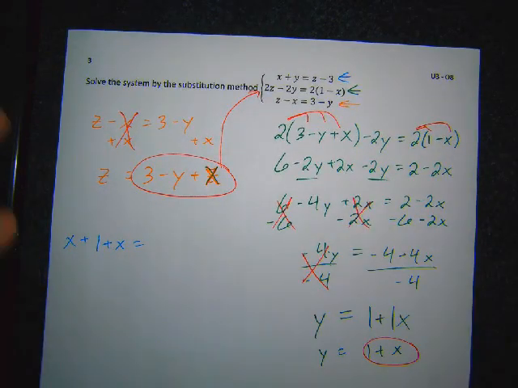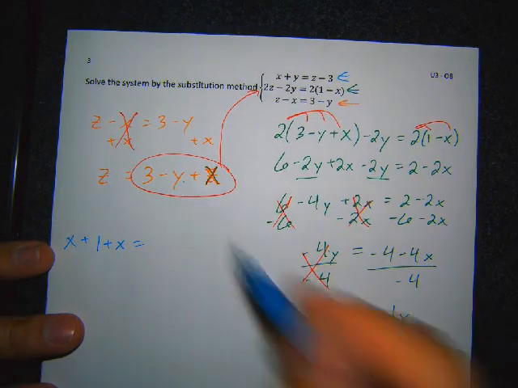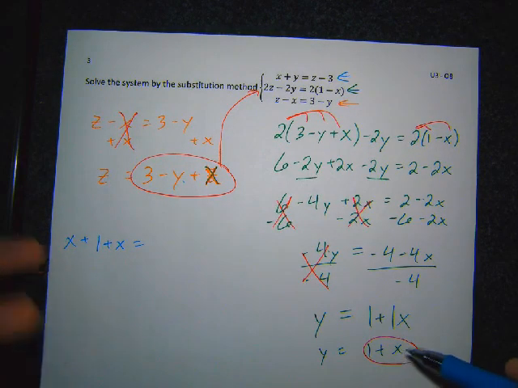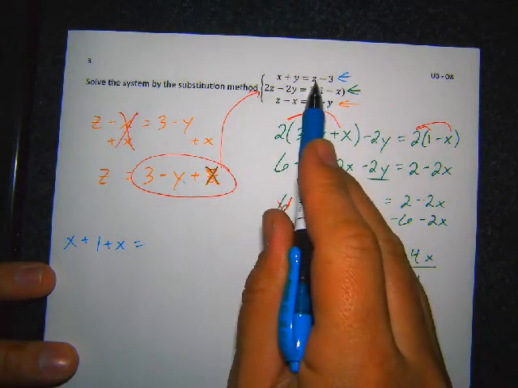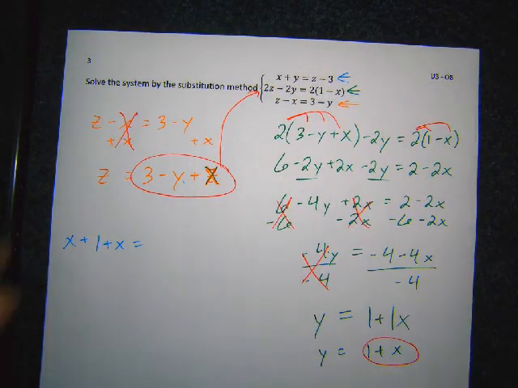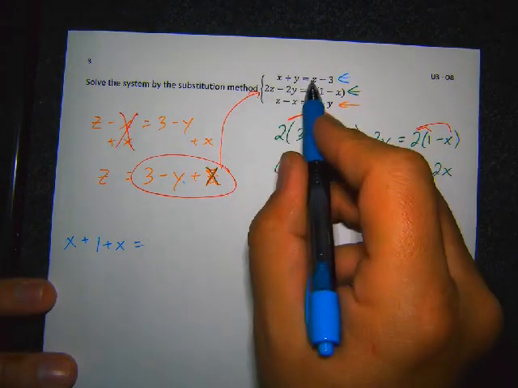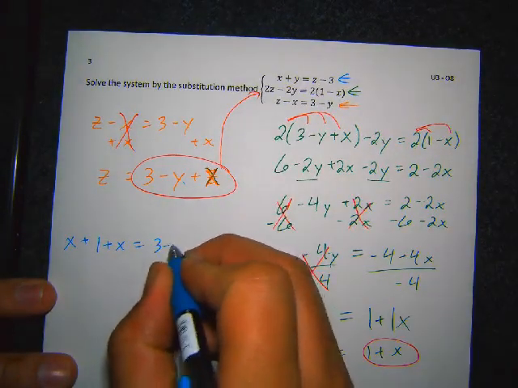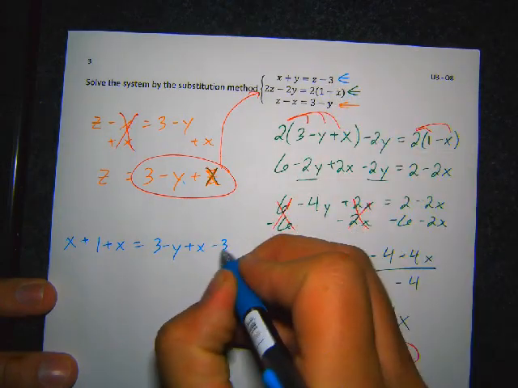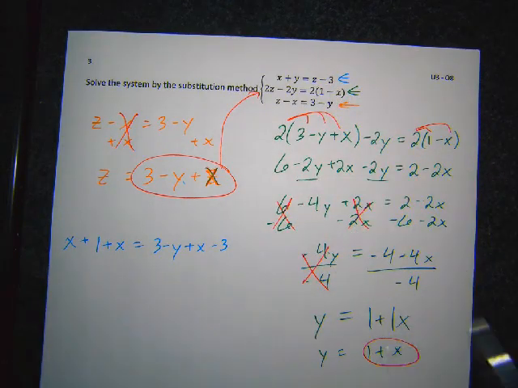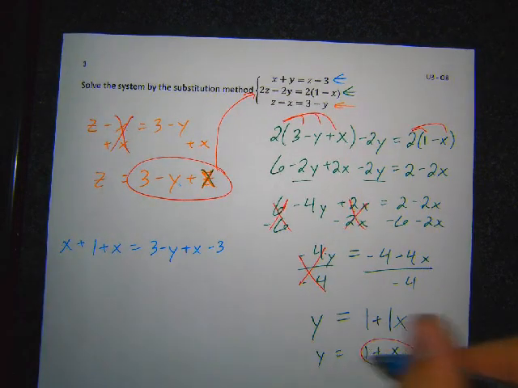Now you can do this 2 ways. One, you can replace the y here already with this one, or you can just replace the z in the equation and then replace the y later. So it doesn't really matter which way. I'll do that. I'm going to go ahead and replace the z with all this stuff. So 3 minus y plus x. That replaces the z, and then it's still minus 3. So I'm going to do that first, and then I'll replace the y as the next step.